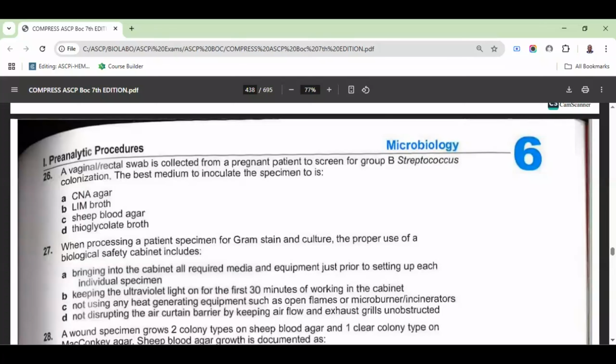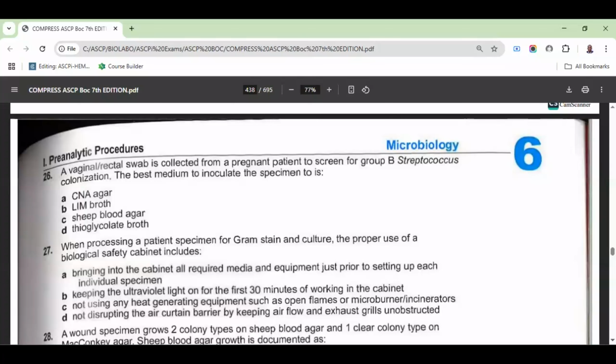Someone else? I'll go with Lim broth because it is selective for the same group, the streptococcus. Okay, all right. Yes, it is Lim blood agar. It's true. We don't use CNA for that. The best one for GBS is actually Lim, so Lim or Todd-Hewitt broth.